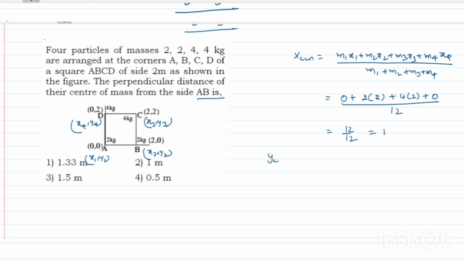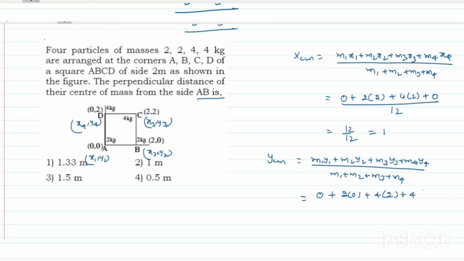In the same way, the YCM value is equal to m1 y1 plus m2 y2 plus m3 y3 plus m4 y4, divided by m1 plus m2 plus m3 plus m4, which is 0 plus 2 into 0 plus 4 into 2 plus 4 into 2, divided by the total mass 12. That gives 0, and 4 twos are 8, 8 plus 8 is 16, 16 by 12, which is 4 by 3, nothing but 1.33. So it's 1.33.